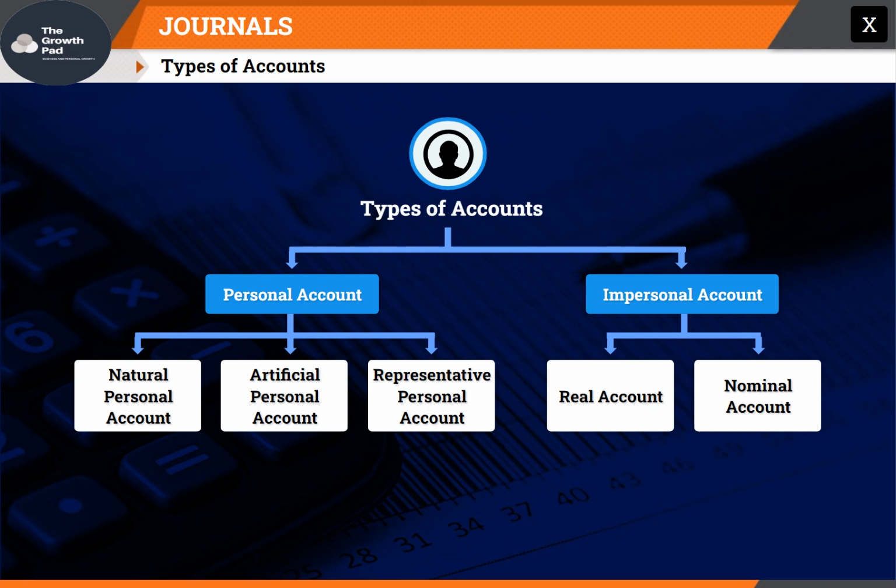Transactions are entered in the books of accounts by applying the following golden rules of accounting. Real account: debit what comes in and credit what goes out. Personal account: debit the receiver and credit the giver. Nominal account: debit all expenses and losses and credit all incomes and gains.